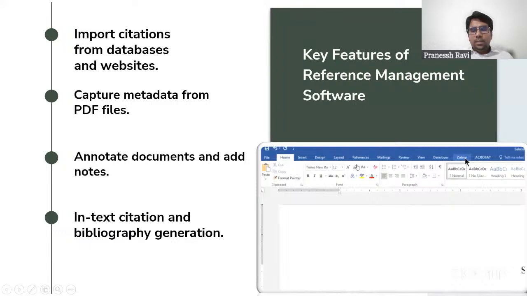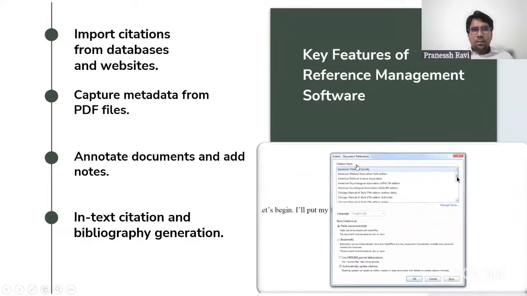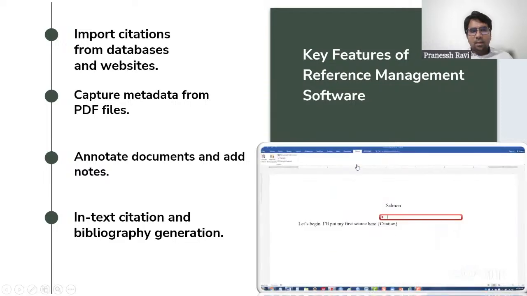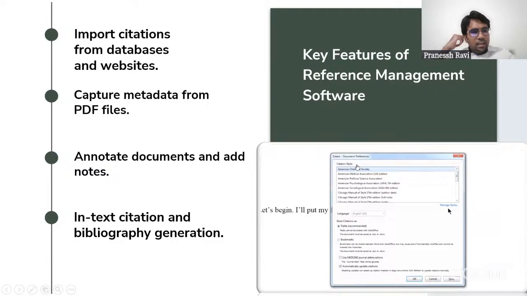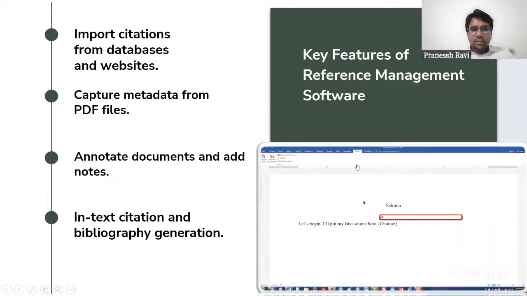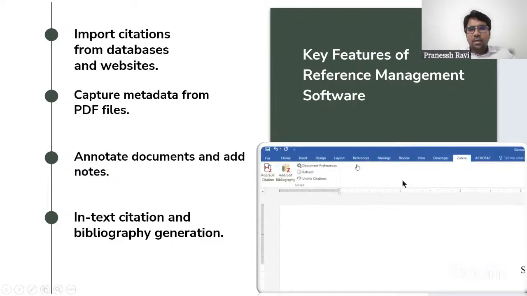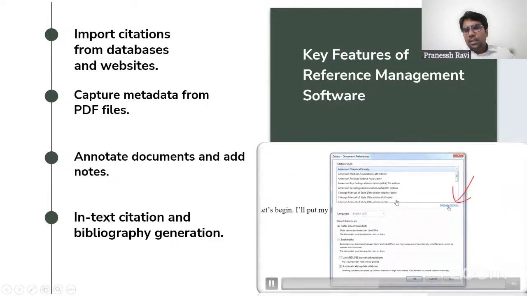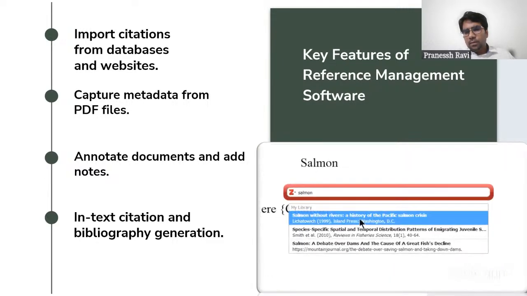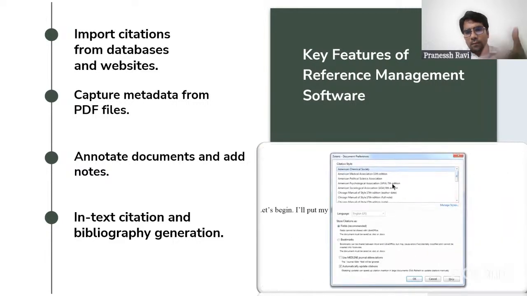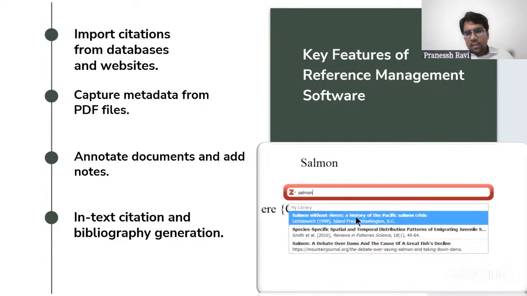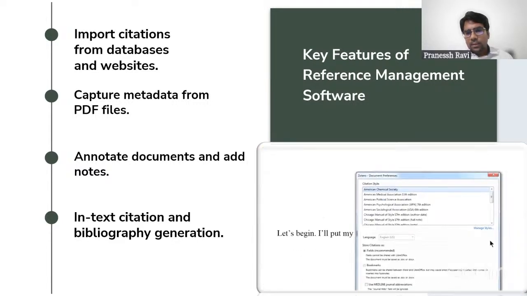So the key features are, they can capture the metadata, they can also capture metadata from PDFs, they can annotate documents and add notes, and there is also in-text citation and bibliography generation. And in the video, you can see the citation happening in Zotero in real time, where you have a lot of styles to choose from, and you can add this citation to the document directly.